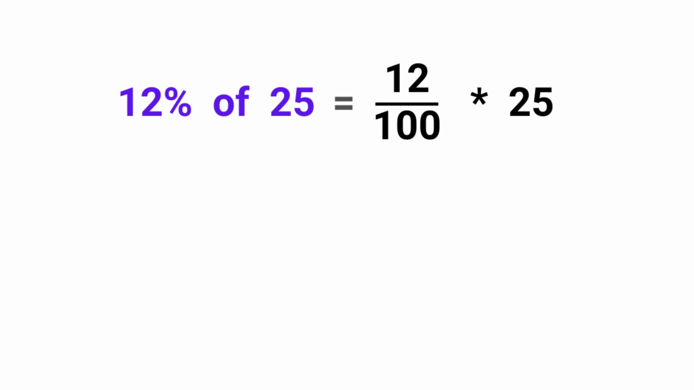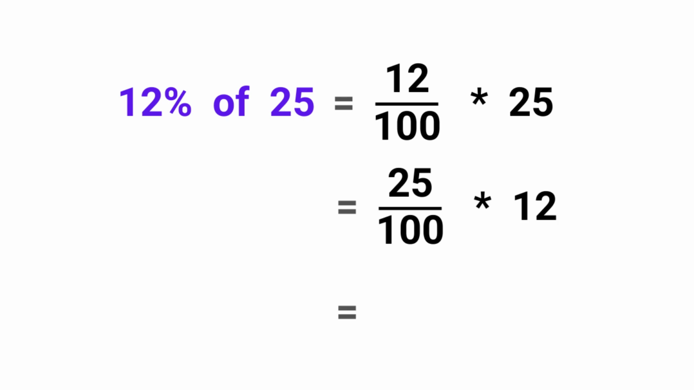So we can write it like this. This is similar to 25% of 12. And this is easier to solve than 12% of 25. Alright, now you know the theory behind this cool trick.